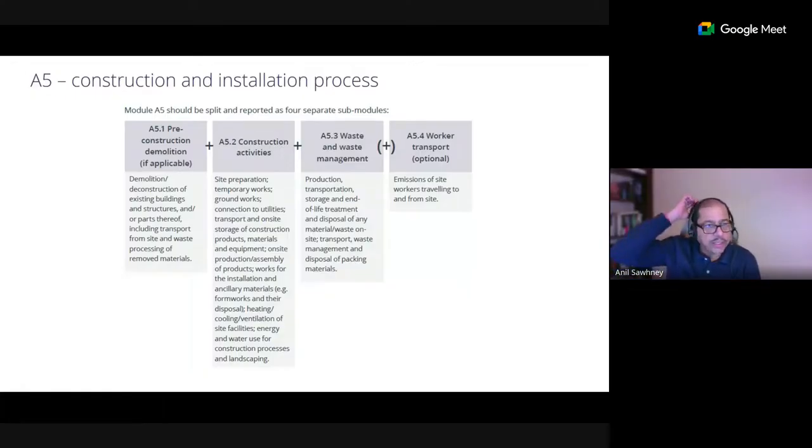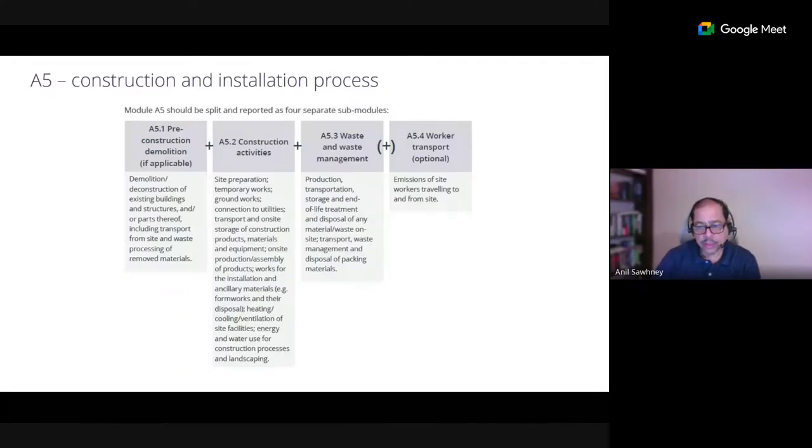Our standard, the RICS standard, breaks A5 into 4 separate submodules so that the calculations become easier and are easy to understand also. So A5.1 essentially covers all emissions related to any demolition that's going to take place on the construction site. Any demolition or deconstruction of existing building structures, or parts of that structure, including your transport and waste processing, should all go under A5.1.